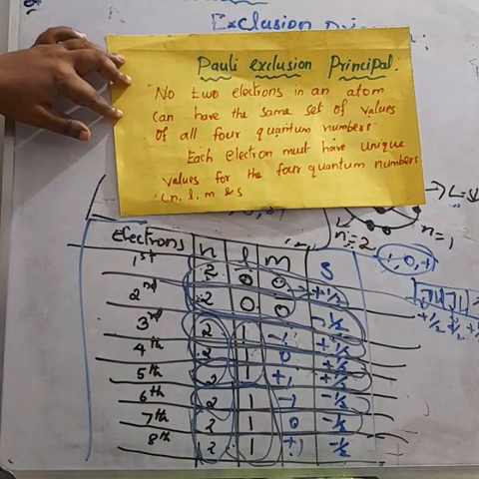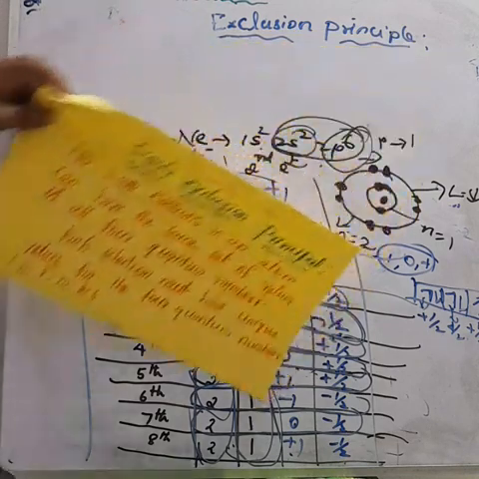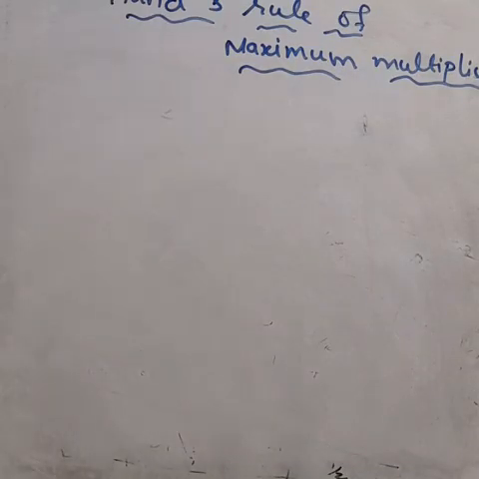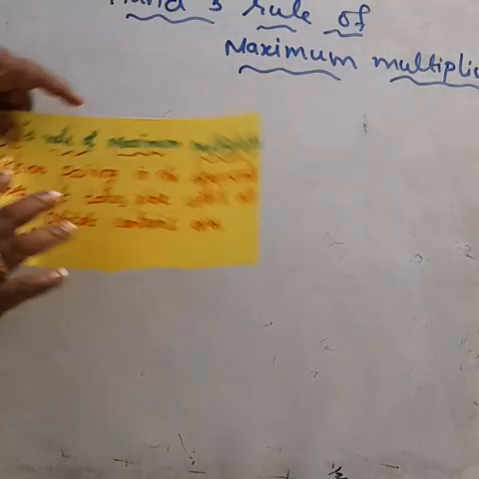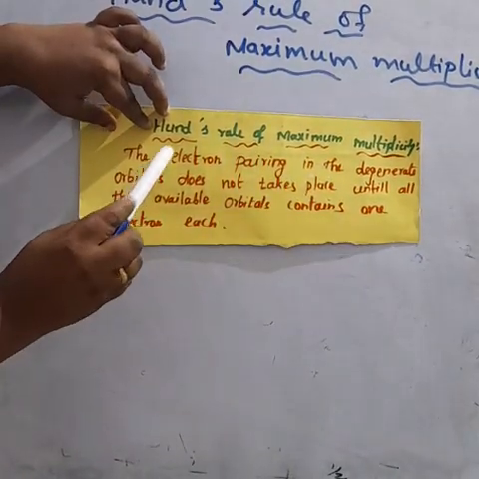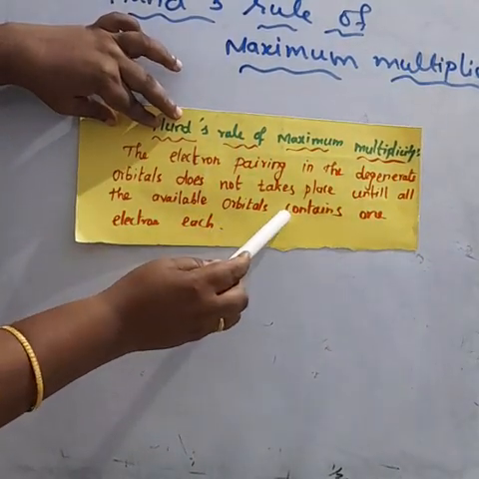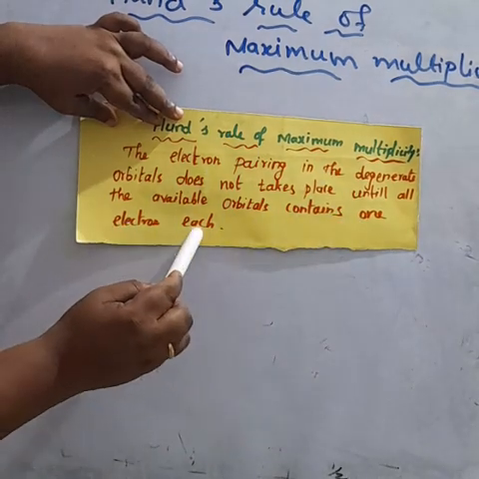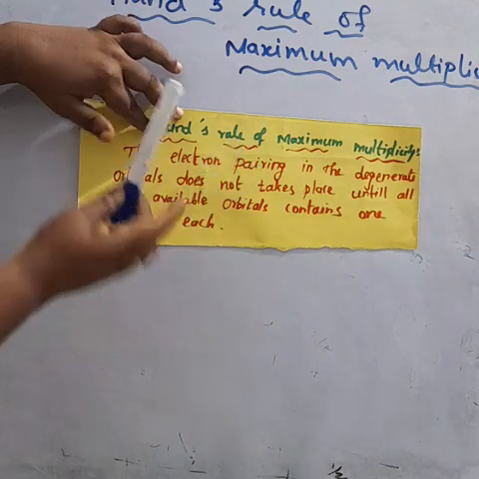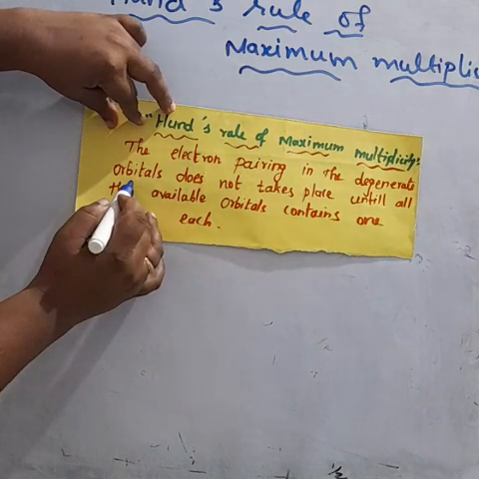Then we are going to study Hund's rule. What do we mean by Hund's rule? Hund's rule states that electron pairing in the degenerate orbitals does not take place until all the available orbitals contain one electron each. Pairing means pairing up, in the degenerate orbitals.